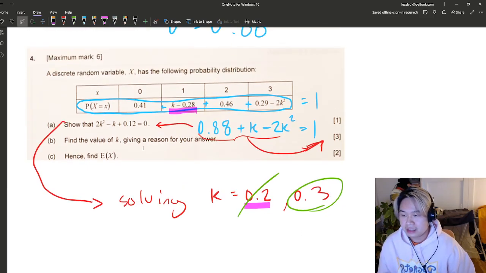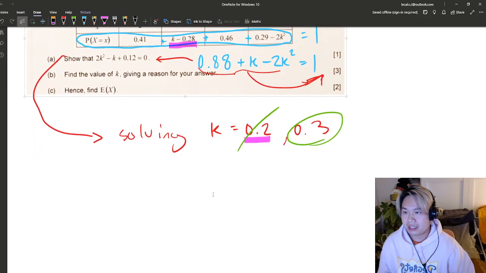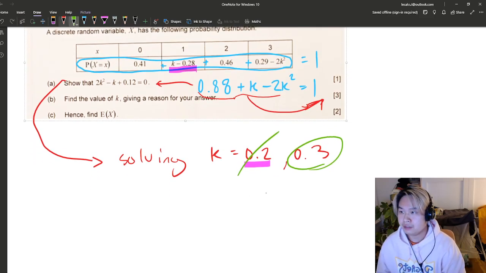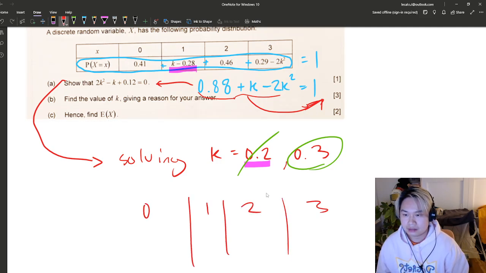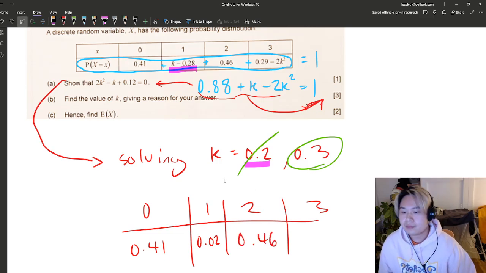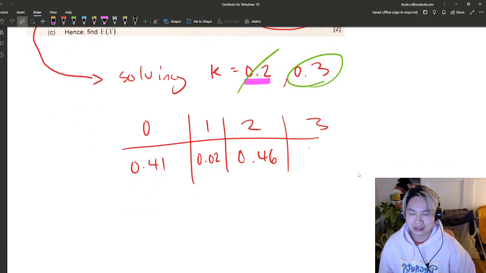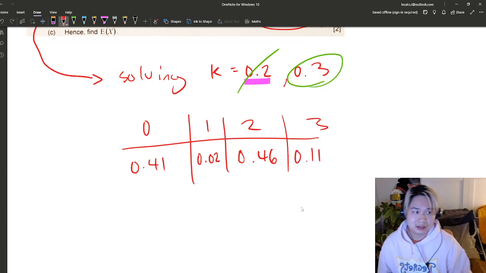Hence, find E(X). Okay, so now that we have our k value, we can actually find the probability that goes in each table. So let me just rewrite this again. 0.41. What's 0.3 minus 0.028? 0.02, 0.046. And then instead of plugging in 0.3, because I don't want to square this and do that, I know again it needs to be 1. So let's see, 41, 87, 89. So this is 0.11, I think.